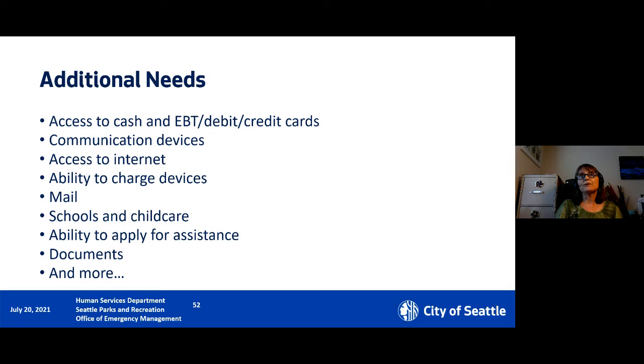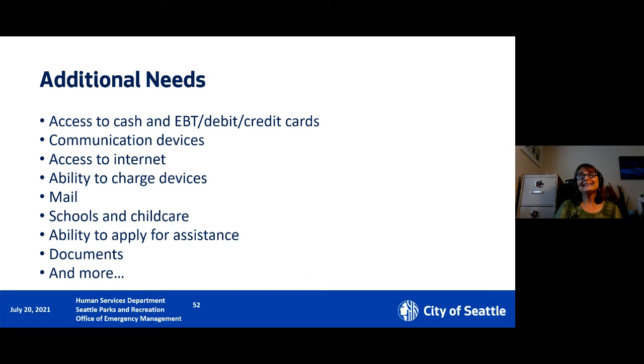So the ability to apply for assistance is also a need that people may have. Do you have access to what is needed to apply for the assistance? This could include a computer, internet access, that contact information, which is so important. What address? Do you even know what address you will be at?